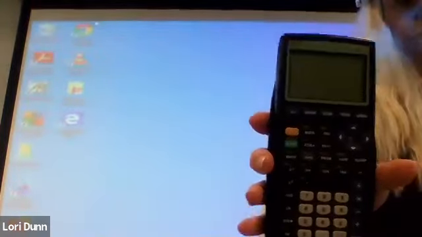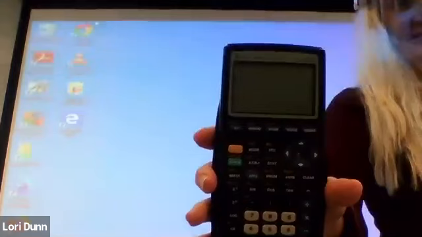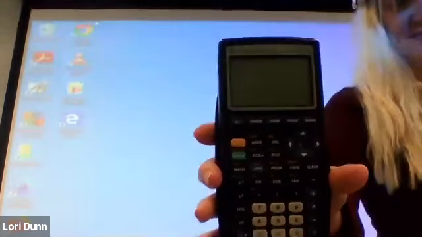Okay, you guys can see my board there a little bit. Just yell out if you can't see it that well, but this is what I'm talking about, one of these calculators. Okay, we'll be utilizing that a lot in class.